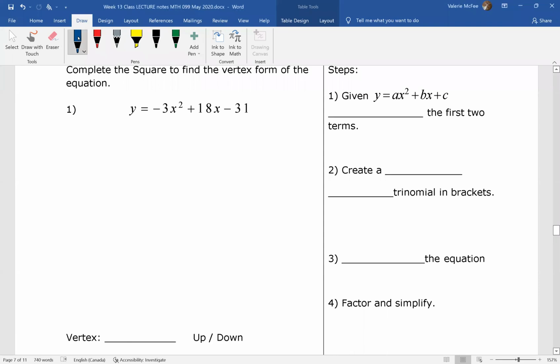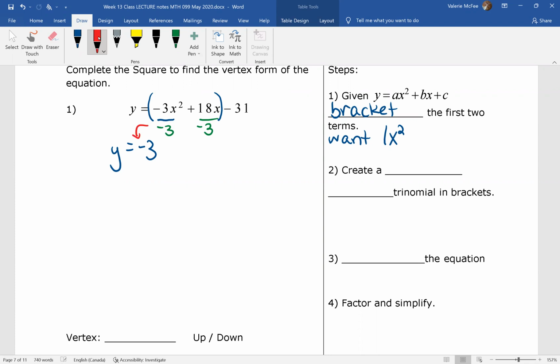So the first step when you're given standard form is to bracket the first two terms. Remember, we want 1x squared. And when we don't have 1x squared, we need to divide. I think I've mentioned that you should always line up your equal signs. Remember, we're keeping that -3 here. 18 divided by -3 is -6. We're going to leave some space.